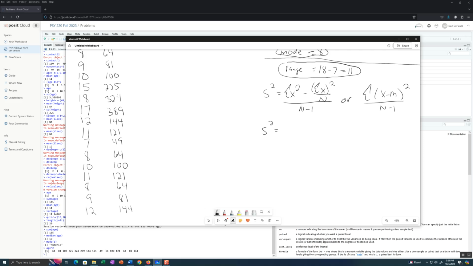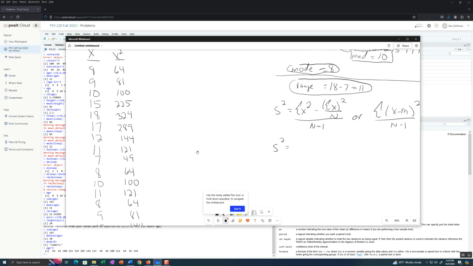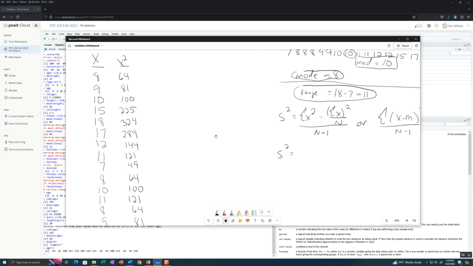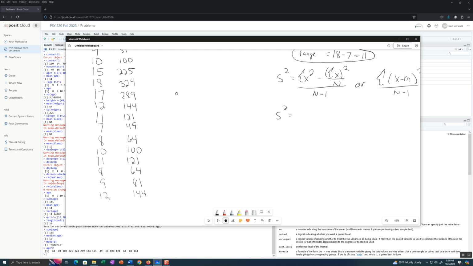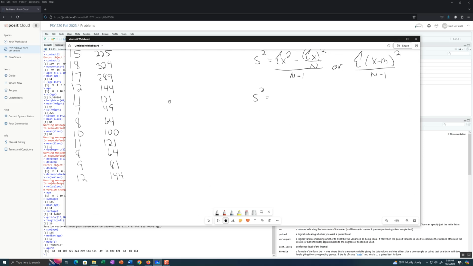What's going on here? So this is going to be 289. 289, 144, 121, 49, 64, 100, 121, 64, 81, 144. Good. So now I'm going to sum up both the X table and both of these tables here. So I'm just moving this here.